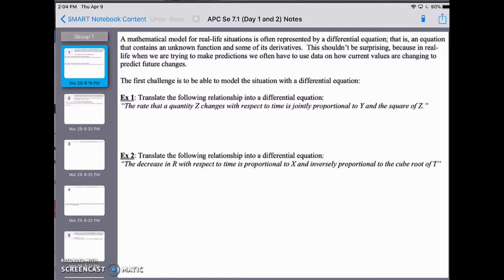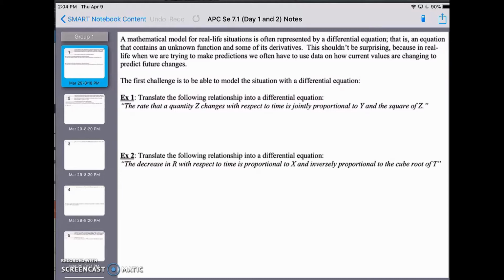It says to translate the following relationship into a differential equation. The rate that a quantity z changes with respect to time is jointly proportional to y and the square of z. Hopefully this takes you back a little bit to pre-calculus when we worked on writing relationships of things that had direct variation or inverse variation. This is the same thing, except we're going to write this in a differential equation format.